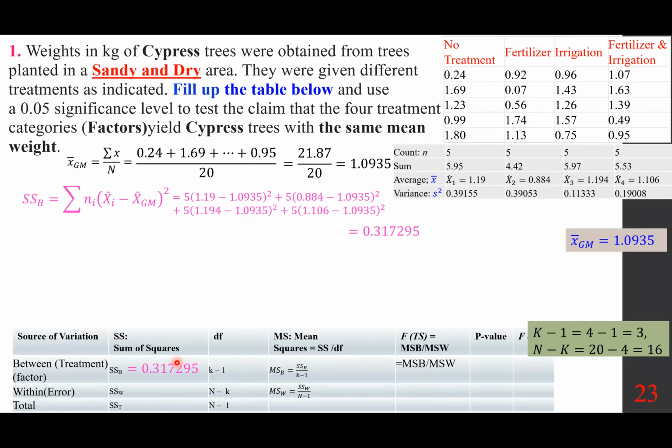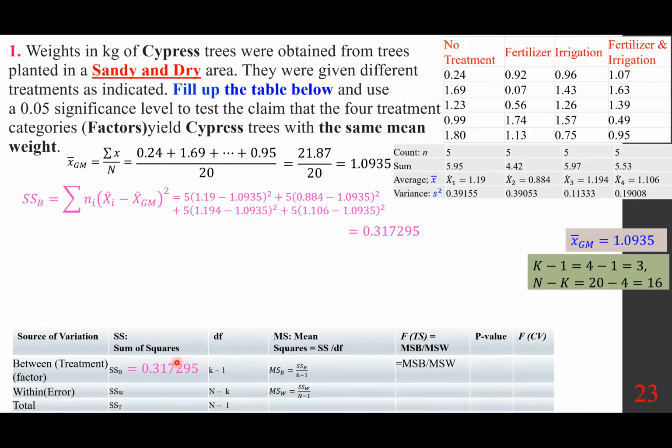The next one is understanding degrees of freedom, k minus 1, 4 minus 1. We have 1, 2, 3, 4, or k categories. And so k minus 1 is 3. And n minus k, 20 minus the number of categories, is 16. In other words, each group minus 1: n1 minus 1 plus n2 minus 1 plus n3 minus 1 plus n4 minus 1, or simply put, n minus k would be 16.